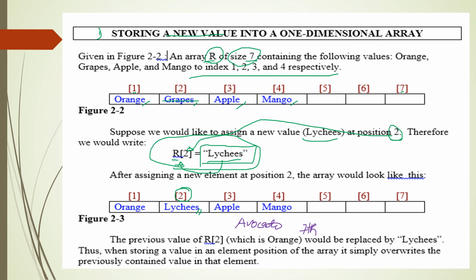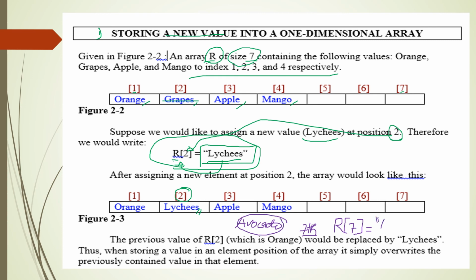We have to mention the name of the array. The array is named R. And then we have to specify the index number. Now we want to place avocado at index 7, so we will write here 7. So R sub 7 is equal to what is the new value that we want to store?